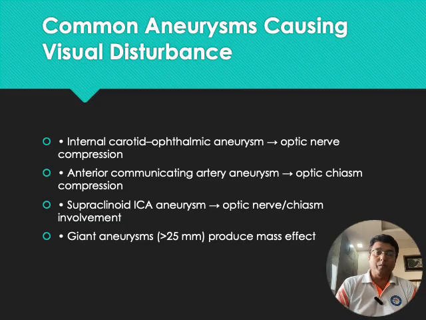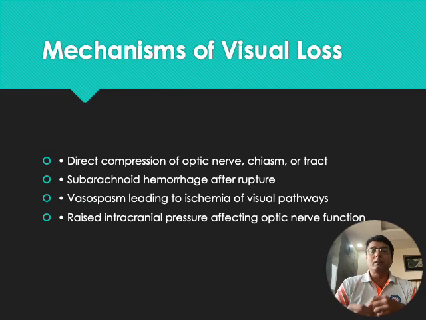So let's go through the mechanism of the visual loss. What are the causes? Direct compression of the optic nerve, chiasm and tract. Subarachnoid hemorrhage causing hematoma after rupture of the aneurysm and compression of the surrounding structures. And another thing, one of the most important, is vasospasm leading to ischemia of the visual pathway.